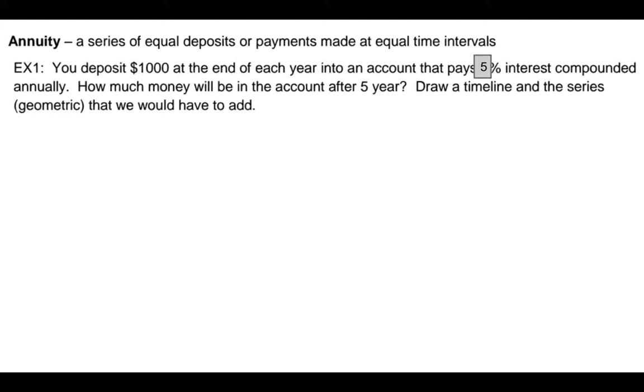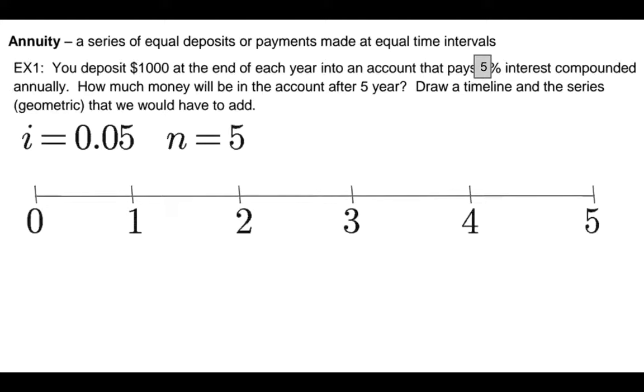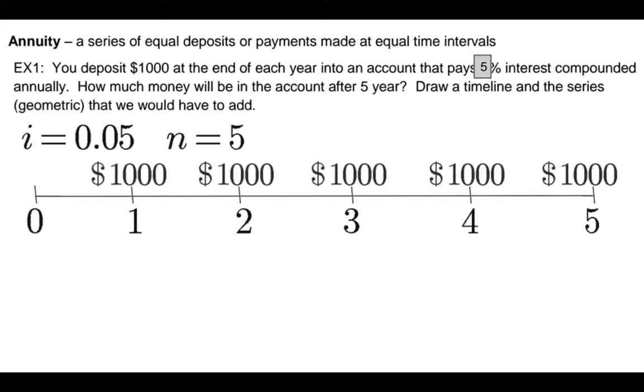So you deposit $1,000 at the end of each year, 5% compounded annually. We're going to look at drawing a timeline and a series. So if the interest rate is 0.05, the n is 5, it's 5 payments. So we just write it like a number line from 0 to 5. The payments are at the end of every year, so they're on the top after every year is over. And that's the timeline.